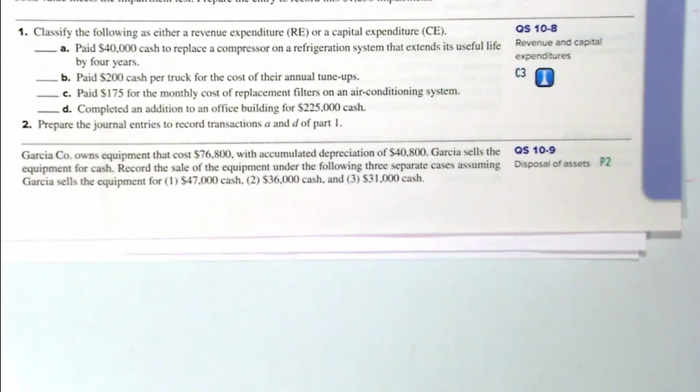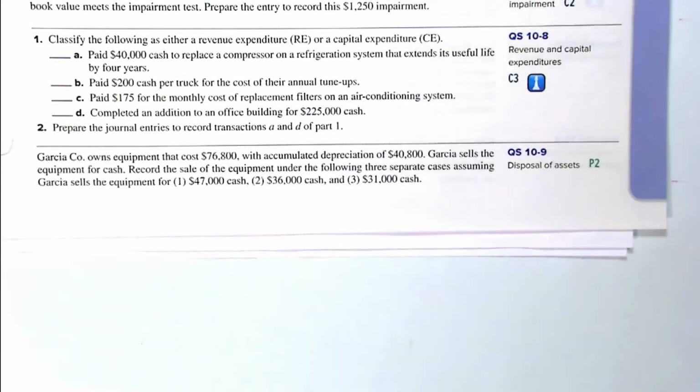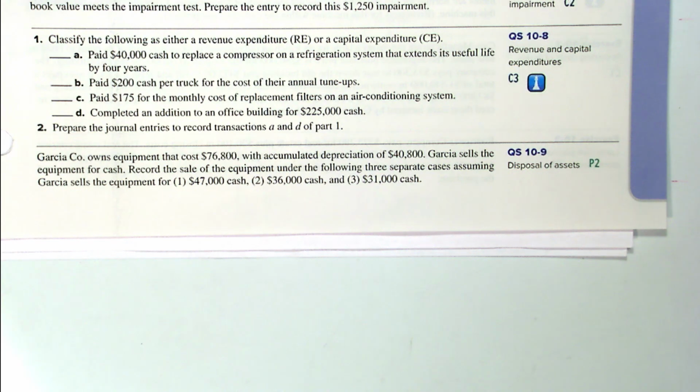Garcia owns equipment that costs $76,800 with accumulated depreciation of $40,800. For this problem, you need to assume that the first step of updating depreciation up to the date of disposal has already been done. After step one is done, the accumulated depreciation is $40,800. Are you with me? So now Garcia sells the equipment for cash. Record the sale of the equipment under the following 3 separate cases. So you're going to make 3 separate journal entries, each one independent of the other.